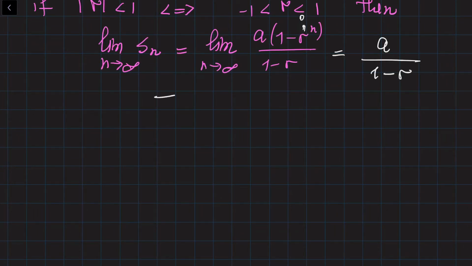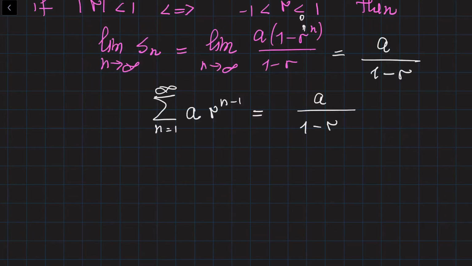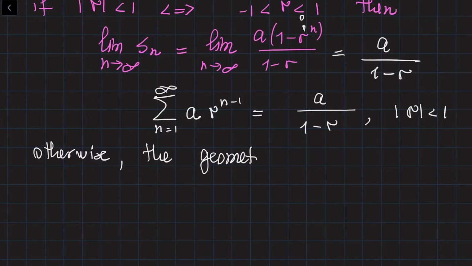So the sum of a times r to the power of n minus 1, n goes from 1 to infinity, is going to be equal to a divided by 1 minus r if r is between minus 1 and 1. Otherwise, the geometric series is divergent.